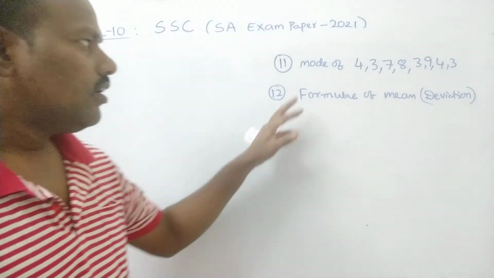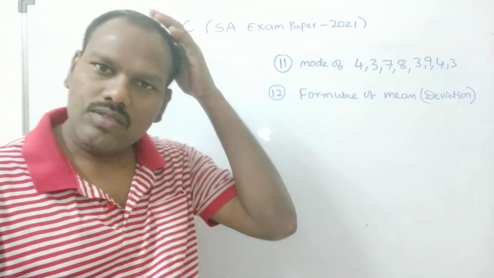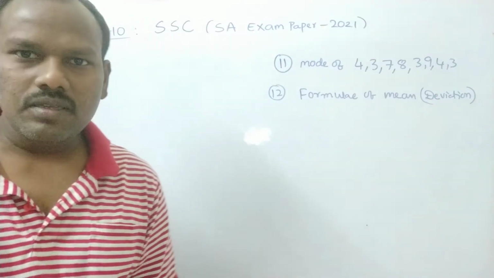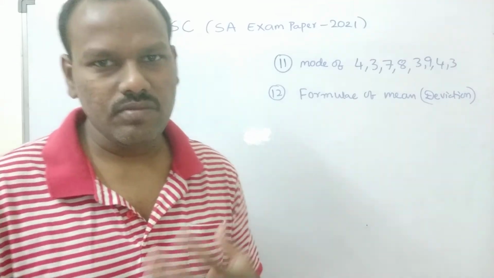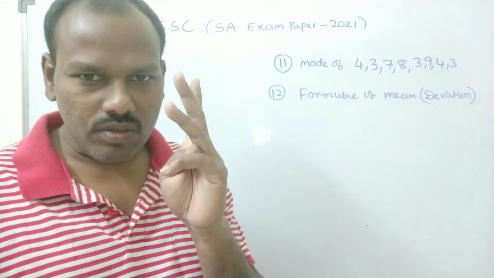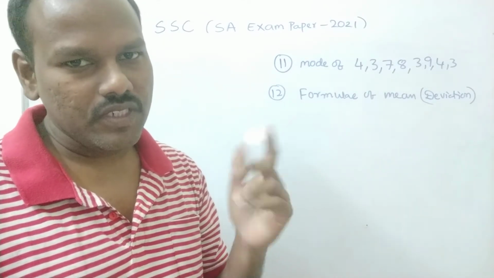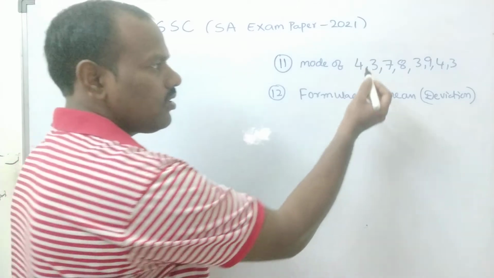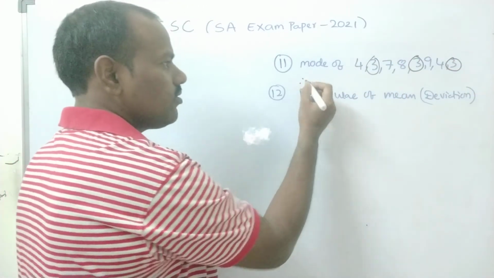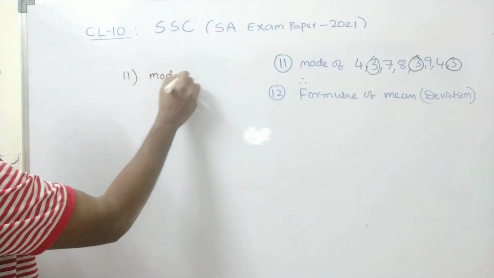Now the 11th and 12th questions are the last 2 questions in section B. Find the mode of the given data. Mode is nothing but the most repeated observation; out of all the observations, there will be 1 or 2 or 3 numbers which are repeated more number of times than the remaining observations. So what is repeated here? Obviously, very clearly 3 is repeated 3 times. Therefore, the mode of the given data equals 3.